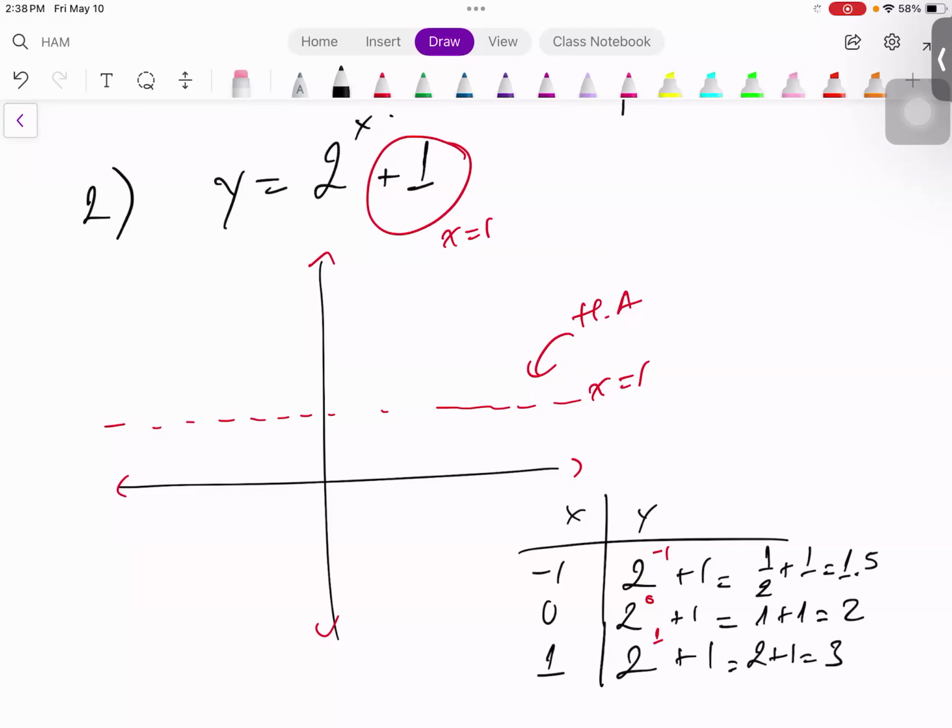So now you have 3 points. Just plug it in. That's it. Let's see. So -1 and 1.5. 1.5 is larger than 1, so it needs to be above the line HA. Okay. 0, 2. So this is 1.5. 0, 2 right here. And then 1, 3. 1, 3 is right here. So the line is going to be like this.